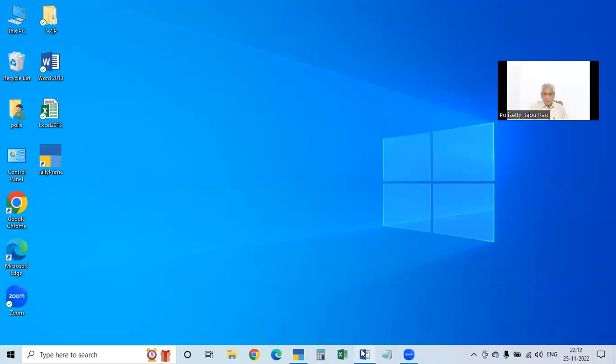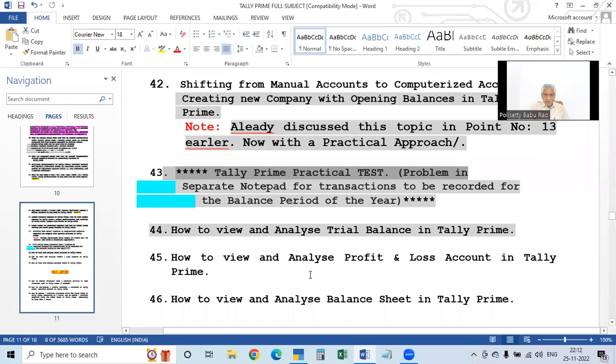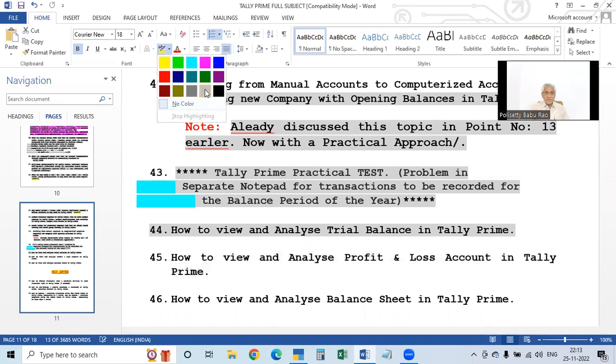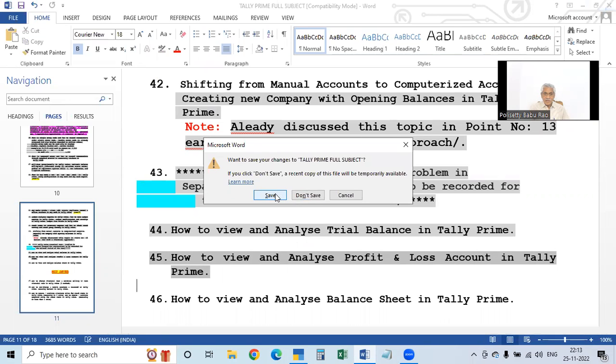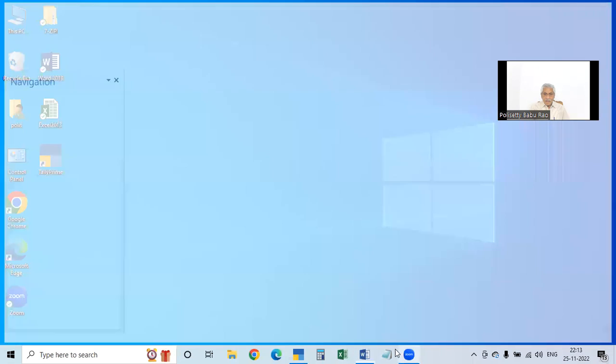One minute. First of all, I will share the screen. Today, as I told you already, we will see how to view and analyze the profit and loss account. This is our topic today. And tomorrow is the balance sheet, which is the last one in the basic section.